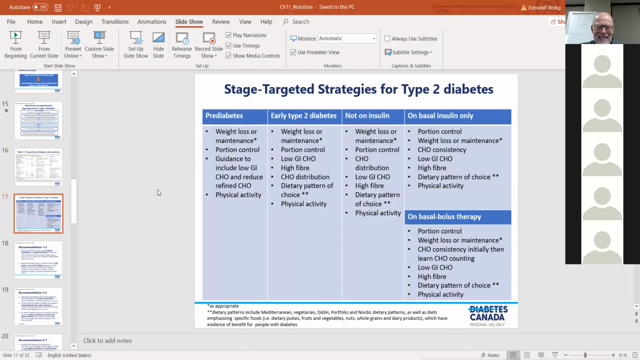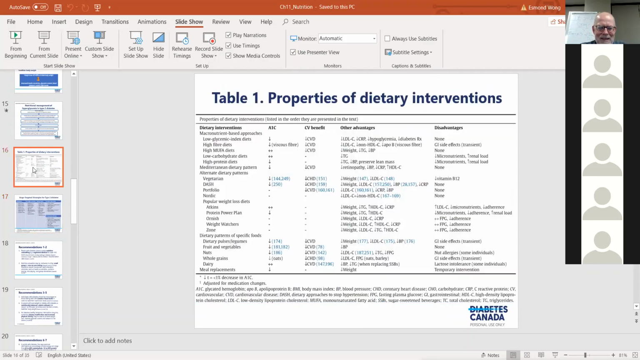It gives you an idea about which ones are more comprehensive, like the DASH diet or Mediterranean. You have almost everything, all the benefits you want, rather than more specific ones which have fewer benefits. That's how I saw it. Yeah, so I see the detail in slide 16 as being more for dietitians to be able to recognize the differences in different diets.